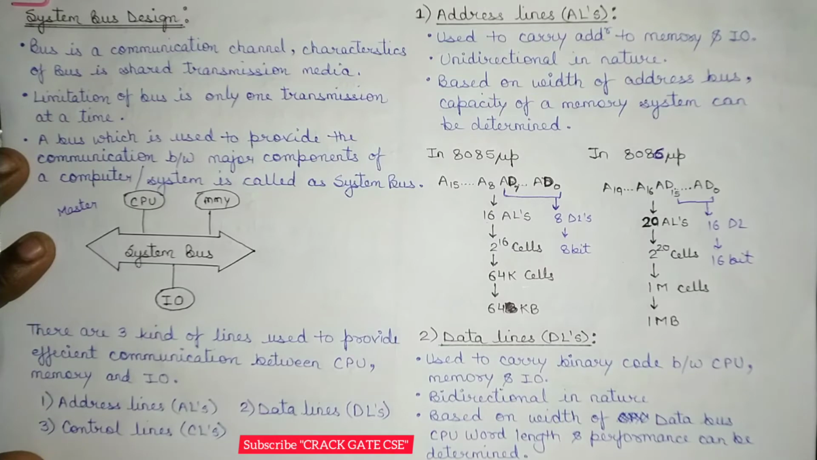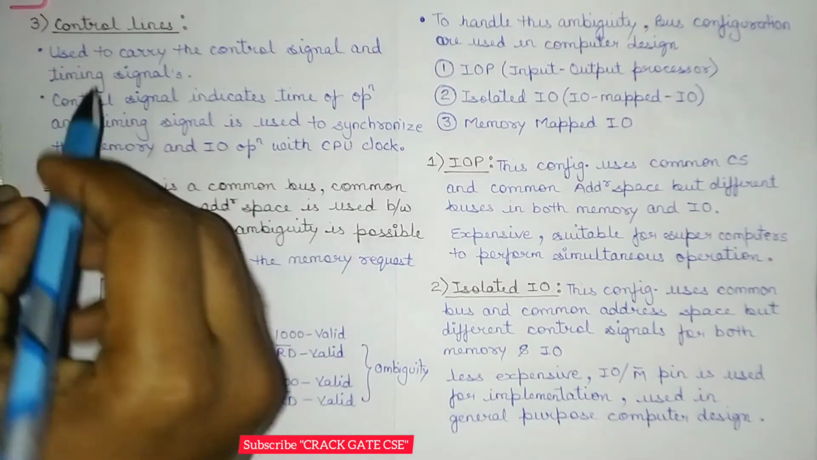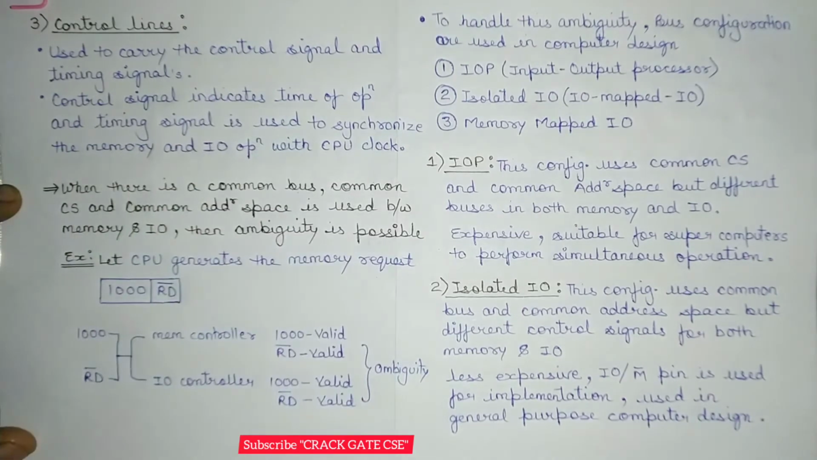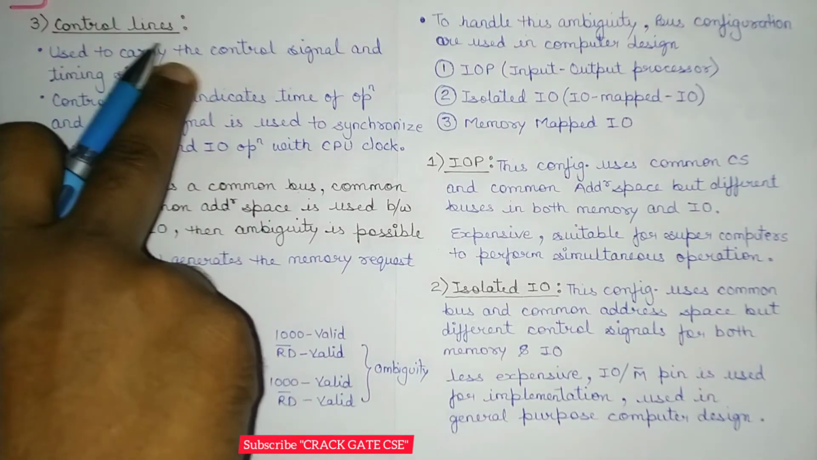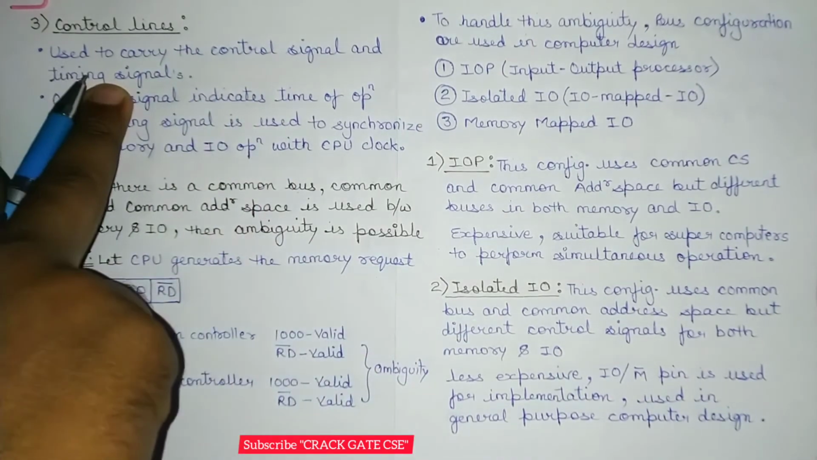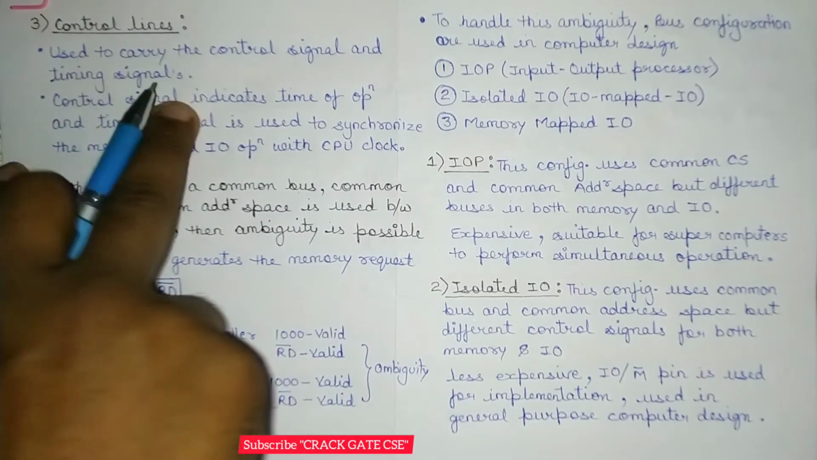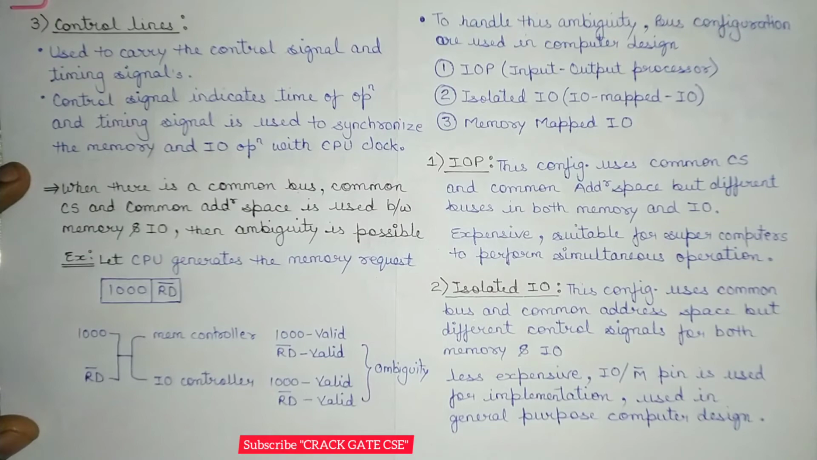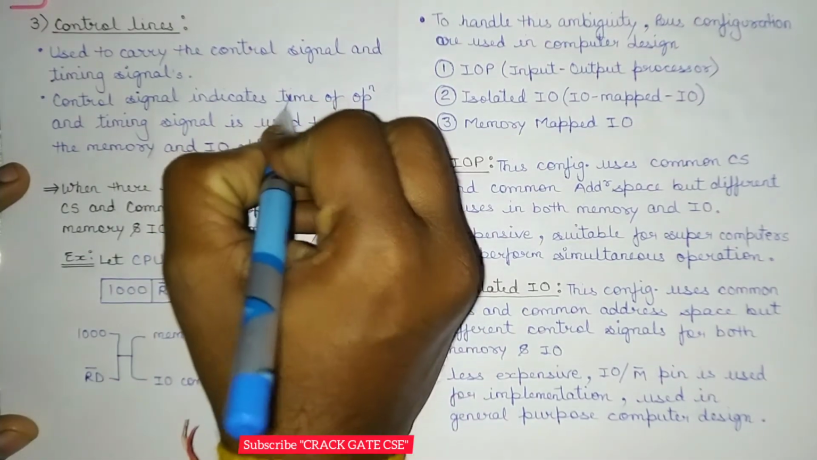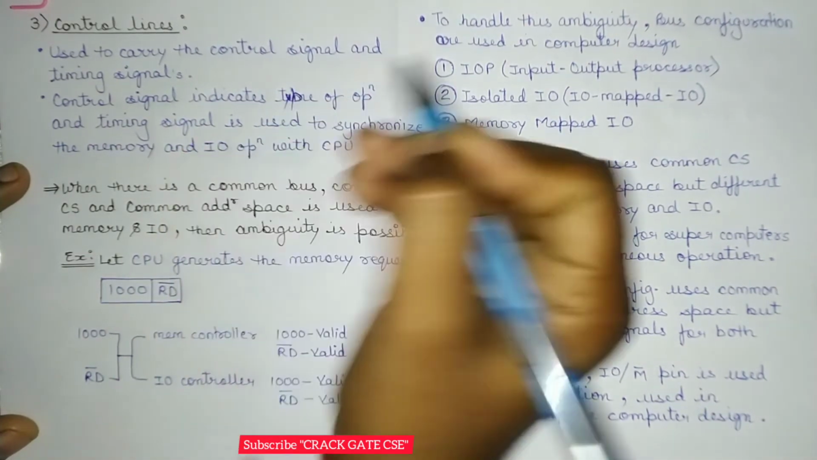Similarly, you can find out the word length on any microprocessor. Right, now let's quickly move on to the control lines. These control lines are used to carry the control signal. What is the control signal? The control signal lets us know what kind of operation needs to be executed. So these control lines carry the control signal as well as the timing signal, right? The control signal indicates the type of operation. So this is not time, this is the type of operation, right?